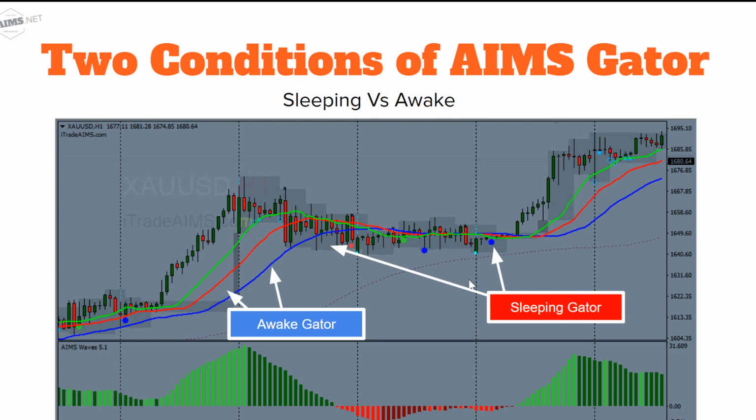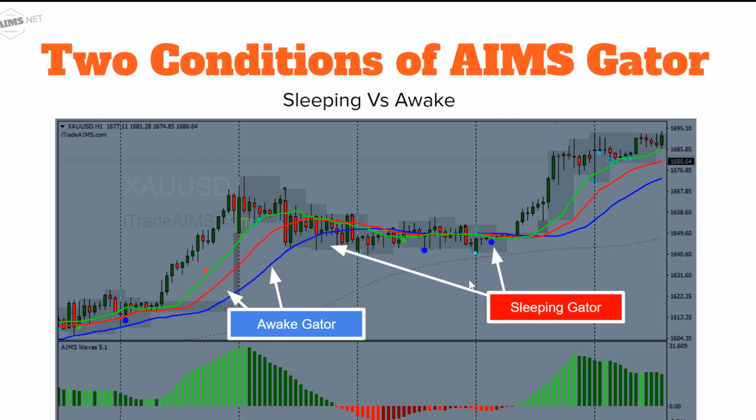It makes sense to some people, it doesn't to others. It doesn't really make a lot of sense to me, but what makes sense to me is that when Gator is open, that means that price is going away and the averages, obviously moving averages, are lagging, so they lag behind, showing this open Gator.